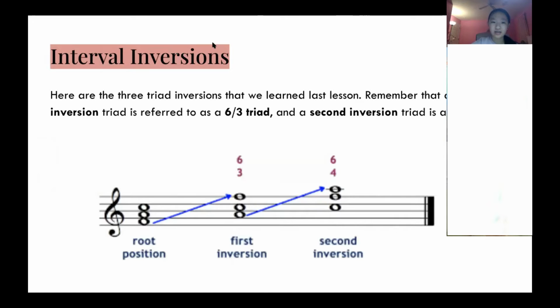Okay, and now we're going to review triad inversions. So here are the 3 triad inversions that we learned last lesson. Remember that the first inversion is also called a 6-3 triad, and the second inversion is also called a 6-4 triad. And then this is root position. Those are the ones we looked at before. In the first inversion, you just take the bottom note and put it on the top, and that gets this. For the second inversion, you take the bottom note of the first inversion and put it on the top. We only have 2 inversions because if you put this back on the top, you just go back to the root. So these are the 3 inversions of a triad.